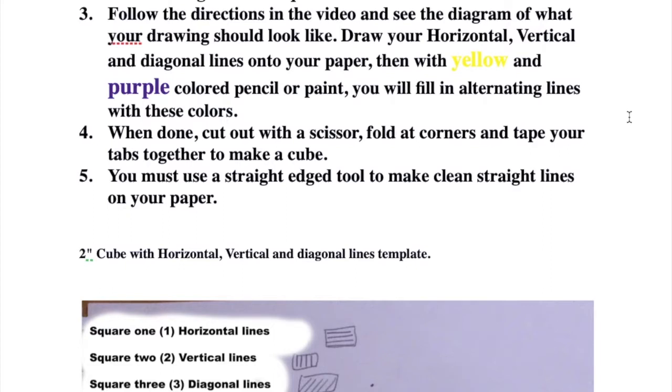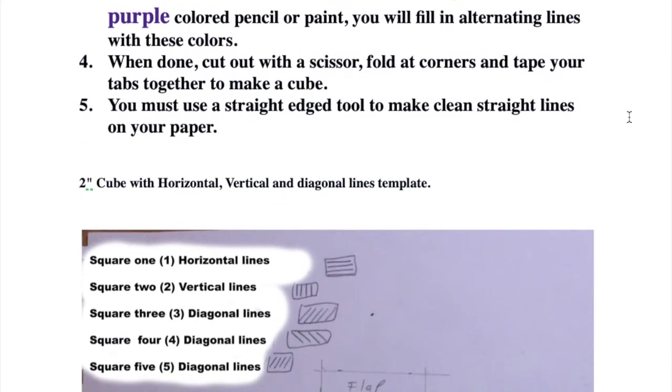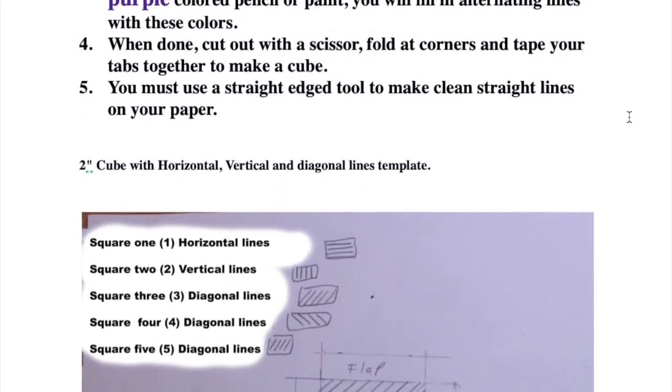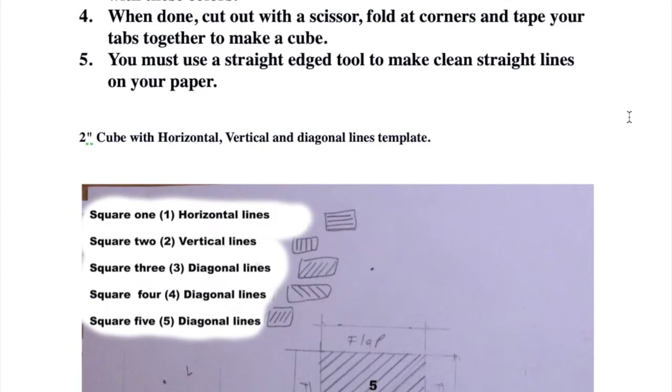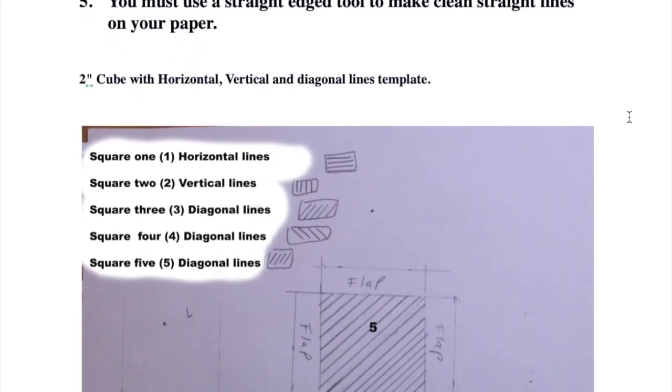Follow the directions in the video and see the diagram of what your drawing should look like. Draw your horizontal, vertical, and diagonal lines onto your paper. Then with yellow and purple colored pencil or paint, you will fill in alternating lines with these colors. When done, cut out with scissors, fold at the corners, and tape your tabs together to make a cube. You must use a straight edge tool to make clean straight lines on your paper.